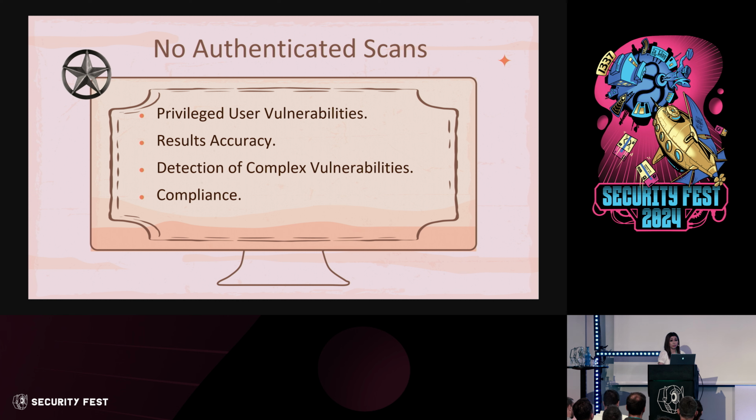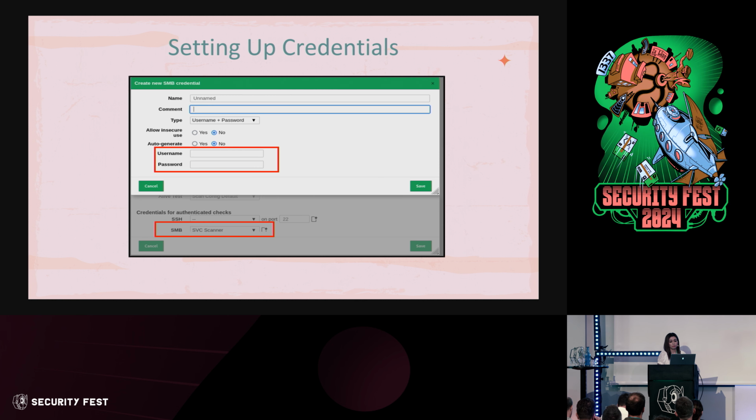You want to get results accuracy, right? So you have to make sure that your domain controllers are part of your authenticated scans in whatever vulnerability scanning engine you're looking at. For detection of complex vulnerabilities, and you want to do it for compliance reasons, like I said before, depending on the organization. So really generic, you just set up privileged credentials or anything that is able to access your domain controller.